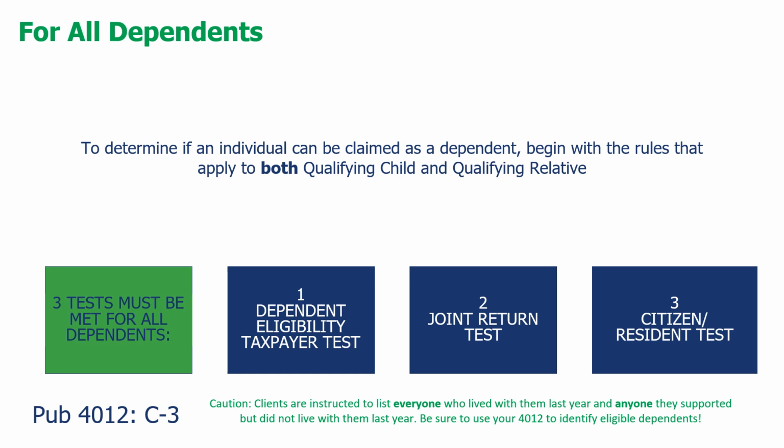The dependent eligibility test states that a taxpayer who can be claimed as a dependent by someone else cannot claim anyone as a dependent on his or her own tax return.